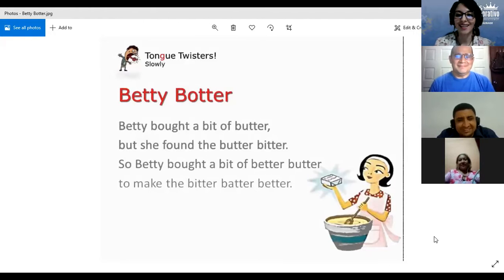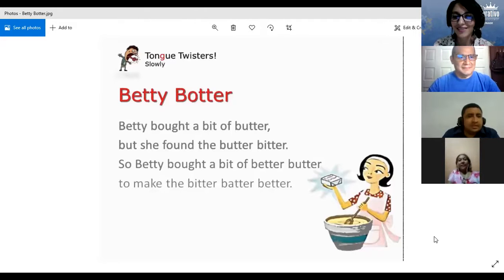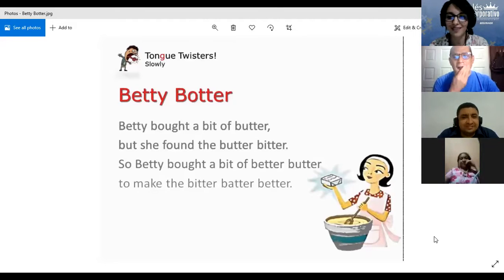I appreciate it. I will repeat again. Betty bought a bit of butter, but she found the butter bitter, so Betty bought a bit of better butter to make the bitter butter better. Okay, a volunteer. Do I have a volunteer? Nehemiah. Okay, then Adonai. Nehemiah, and then we go with Adonai.